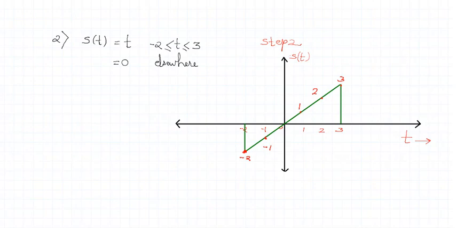Now what you have to do? Simply join it. Right? So your signal is ready. So if I join these points, the signal is ready. So this is the line you have obtained. Right? But what do I know now? I know that the signal is 0 outside this range. So I have to make the signal 0.